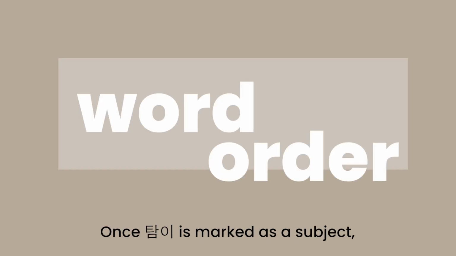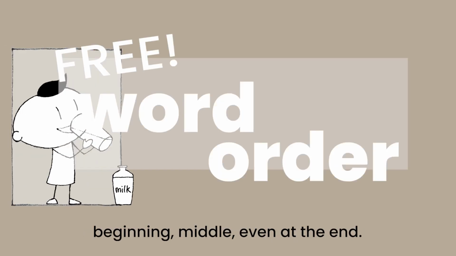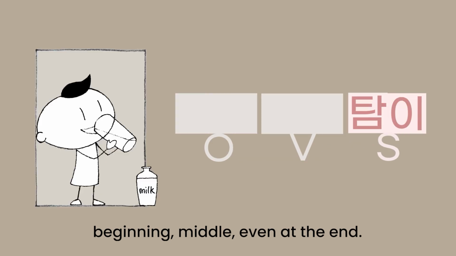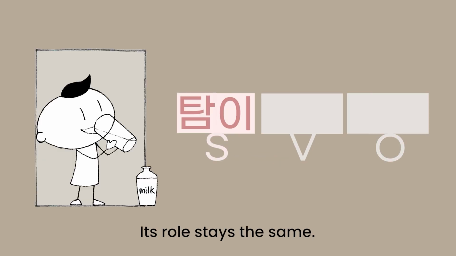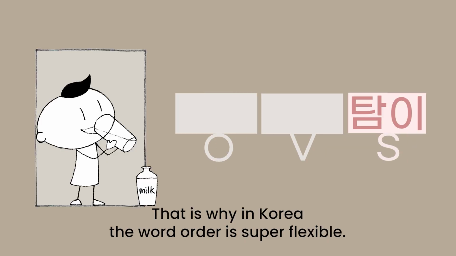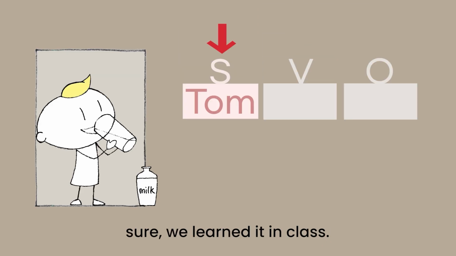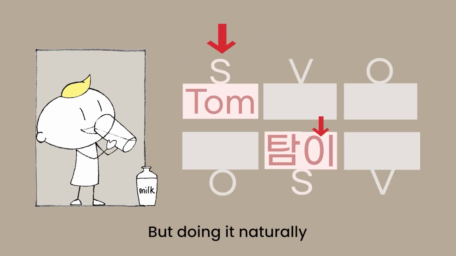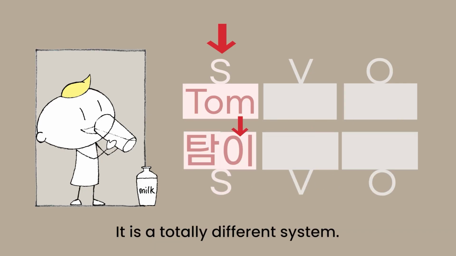There's more. Once Tom-i is marked as a subject, it can go anywhere within a sentence: beginning, middle, even at the end. It doesn't matter where it goes. Its role stays the same, its meaning doesn't change. That is why in Korean, the word order is super flexible. Locking the subject in one spot, sure, we learned it in class. But doing it naturally, never easy. It's a totally different system.